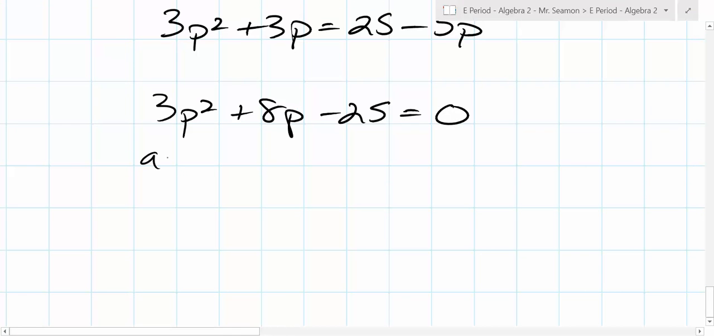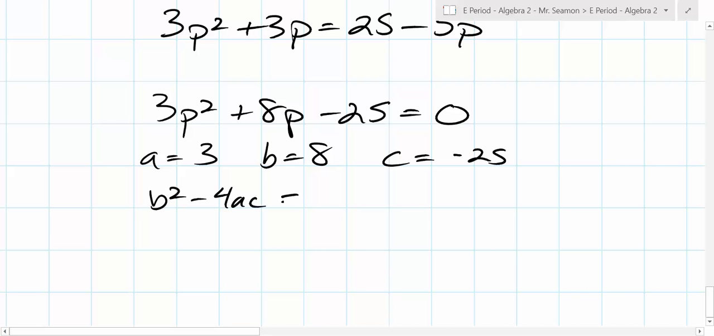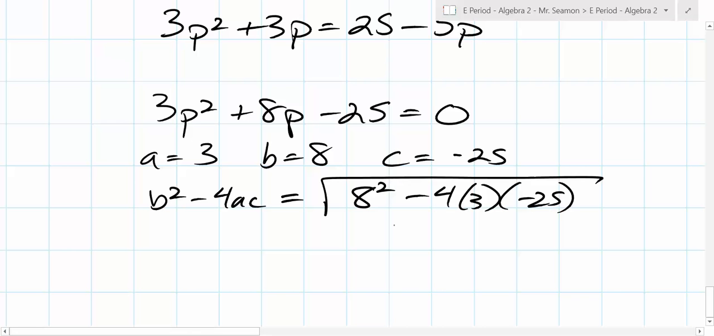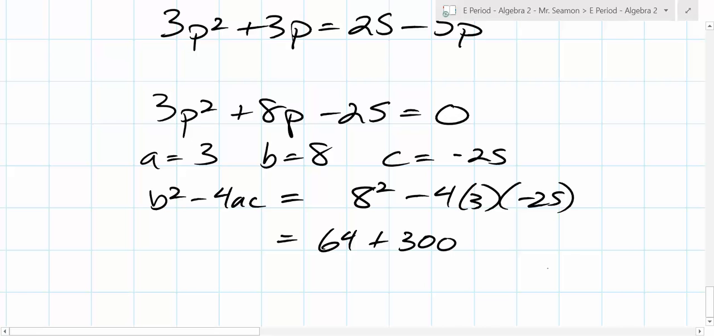What's a equal? 3. B? C? Yeah, these are going to be bigger numbers, but is that sometimes a necessity? Yeah. 8 squared minus 4 times 3 times what? Negative 25. This is where we hope it's a nice square, right? So what's this going to be? 64 plus 300, I think. 4 times 25 is 100. 100 times 3. So what do you end up with? 364. Ooh, that's not bad.